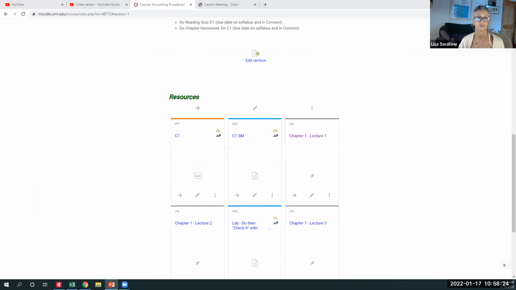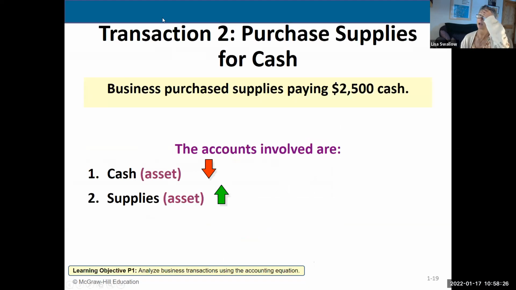Transaction number 2. This time I purchased supplies for $2,500 cash. What happened? Well, I'm going to go look at my sheet. You should have this sheet sitting in front of you, and you look at whether it impacted assets. Well, sure it did. I wrote a check for $2,500, so my cash went down. And then what did I do with that cash? I bought an asset called supplies, so that went up.